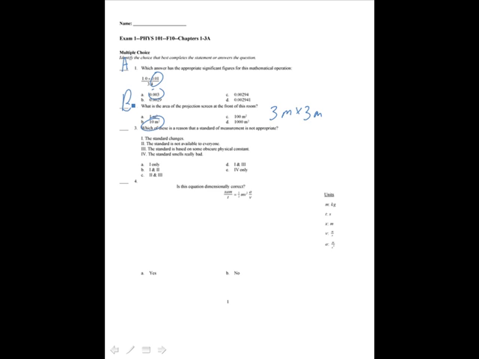Which of these is a reason that a standard of measurement is not appropriate? Alright, a standard of measurement is not appropriate if the standard changes with time and if it is not available to everyone. Those are reasons that a standard of measurement is not appropriate. It doesn't matter if it's based on some obscure physical constant. We base standards of measurement all the time on obscure physical constants, like the speed of light, for example, which is fairly difficult to measure. And of course, it doesn't matter if it smells bad. So the answer is B. Or excuse me, not B. It's yeah, B.